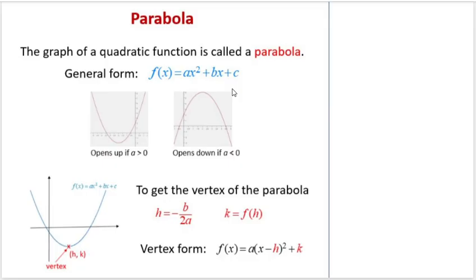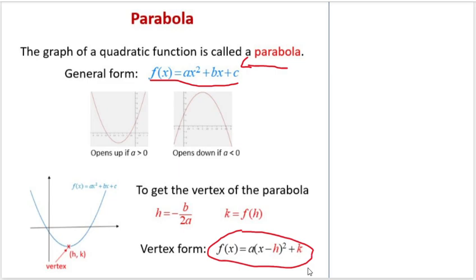So this is part 2 of the parabola function. Now remember that in the part 1 video, we dealt with how to find the equation when the equation of a parabola is in the general form. Now what will happen if they tell you to find the equation in the vertex form?